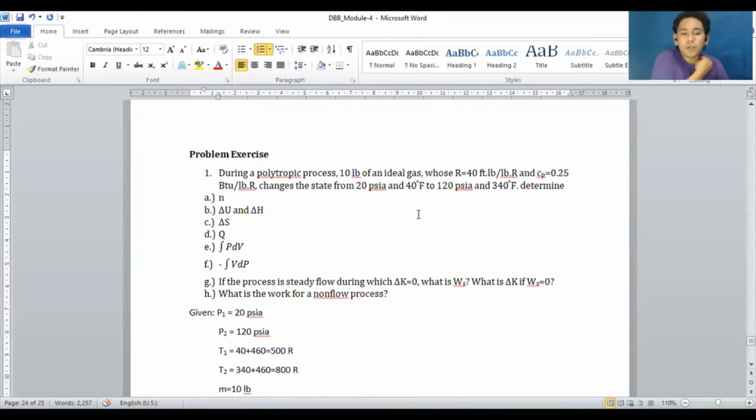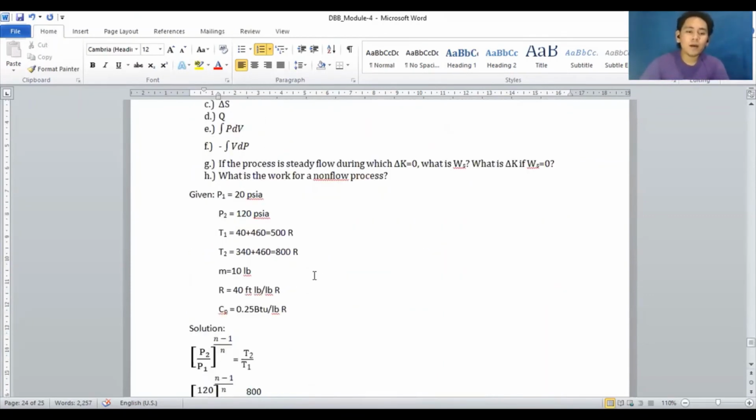So for example number 1, during a polytropic process, 10 pounds of an ideal gas whose R is 40 and Cp is 0.25 BTU per pound R changes the state from 20 psia and 40 degrees Fahrenheit to 120 psia and 340 degrees Fahrenheit. Determine the value for n.